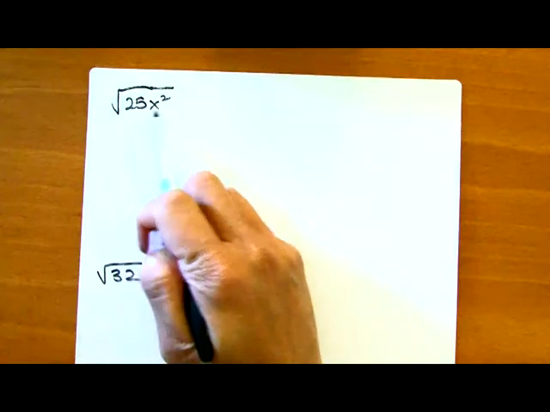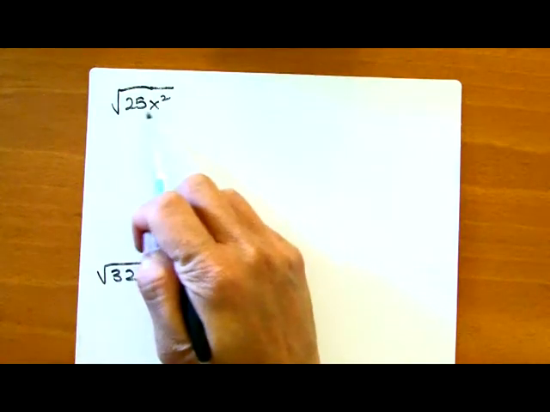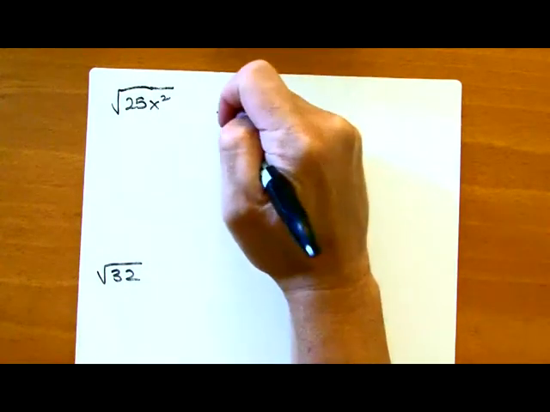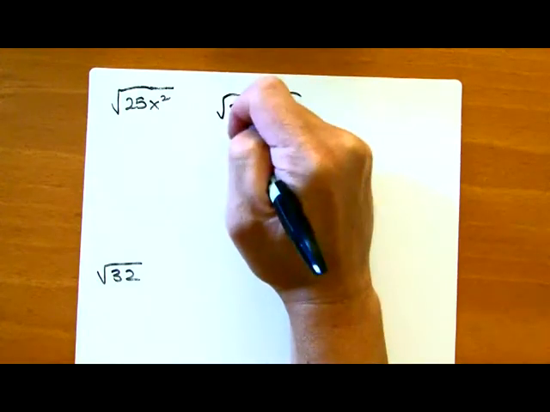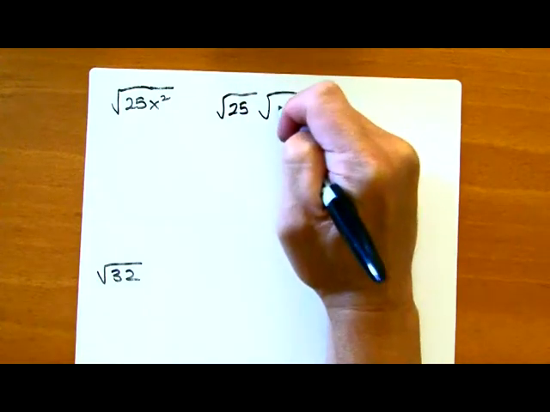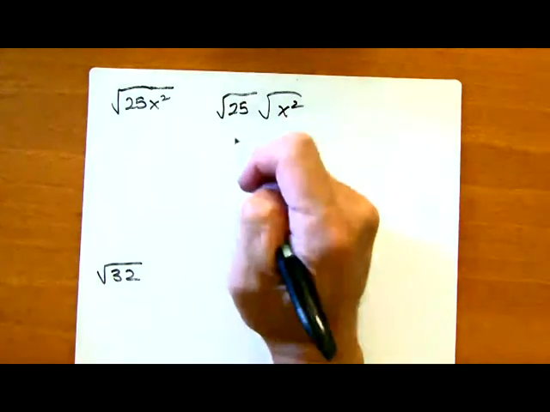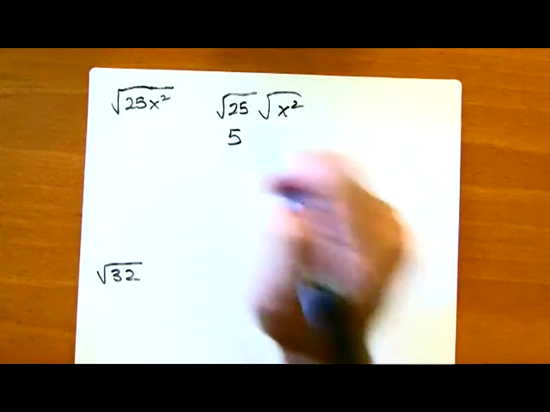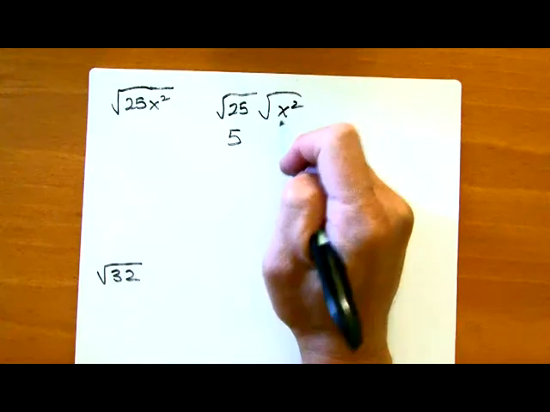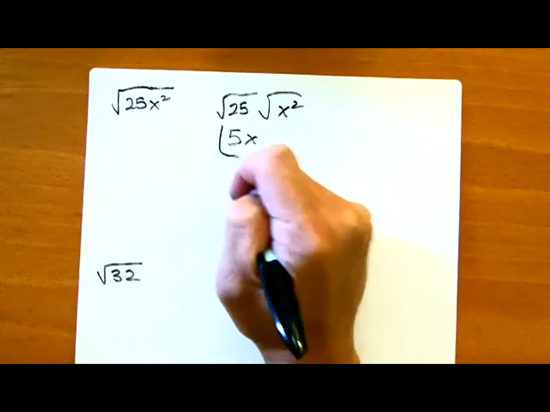If it helps, we can split it up into separate factors. So 25 and x squared. We separate the numbers, we separate the variables. Okay, and then you square root each part separately. The square root of 25 is 5. The square root of x squared is x. There you go.